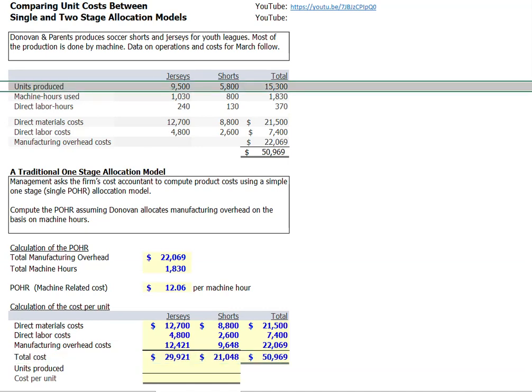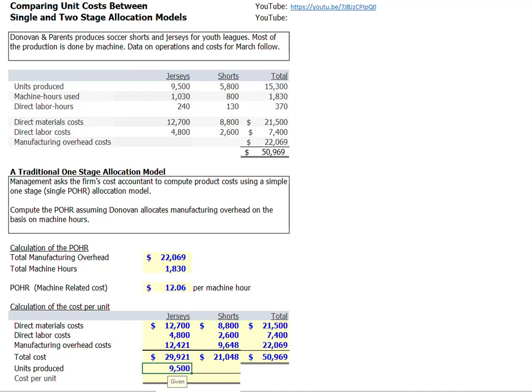So we take the 29,921 divided by 9,500 jerseys and 5,800 shorts, and we got cost per unit of $3.15 per jersey and a cost of $3.63 per pair of shorts.